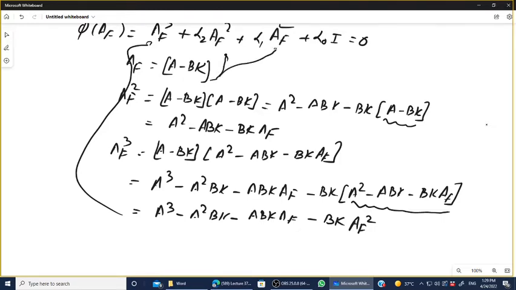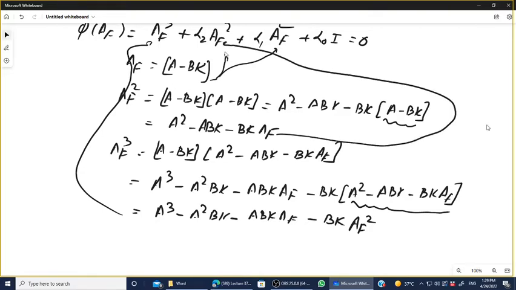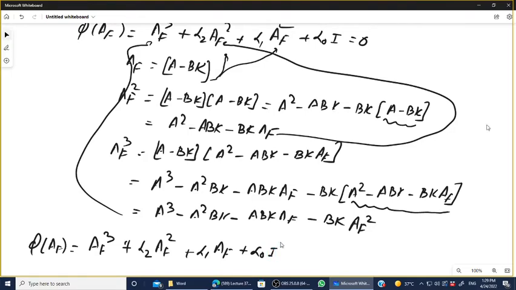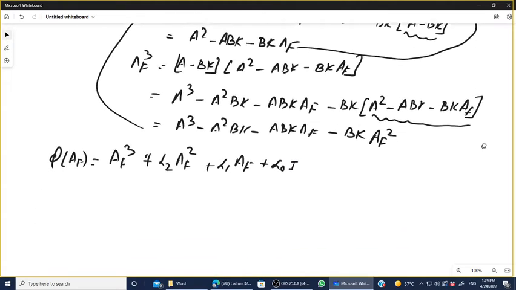So now put, and this term is here, right? So put this value phi AF is equal to AFQ plus alpha 2 AF square plus alpha 1 AF plus I. Okay. Now put all this value.